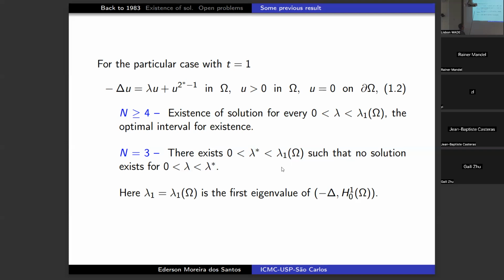This works fine for n greater or equal to 4, but for dimension 3, they proved that there exists a small number, lambda star, that depends on the domain omega, such that no positive solution exists in case lambda is positive and small. So this is the difference between dimension greater than or equal to 4 and dimension 3. This dimension is named the critical dimension for this critical growth problem.